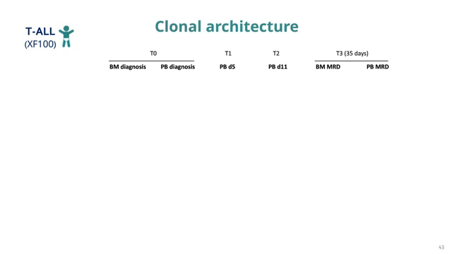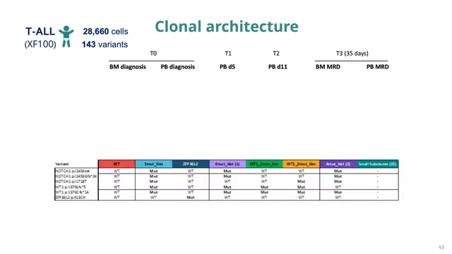And we sequenced more than 28,000 cells and detected 143 variants. Then I show you here the clonal architecture based on 6 of the variants on the Notch1, WT1, and zinc finger protein genes. And again, you can see in the table different combinations for these mutations.